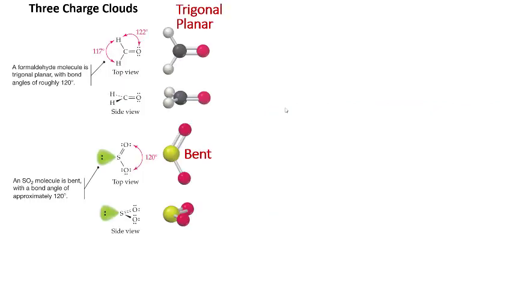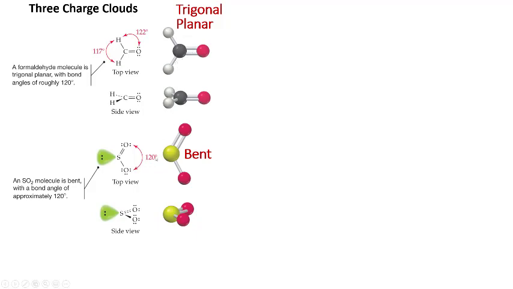All right, next, three charged clouds. And so we can see here, these are examples of three charged clouds. And so again here, we can have either three separate sections of bonds, so 1, 2, 3 charged clouds around the central atom.